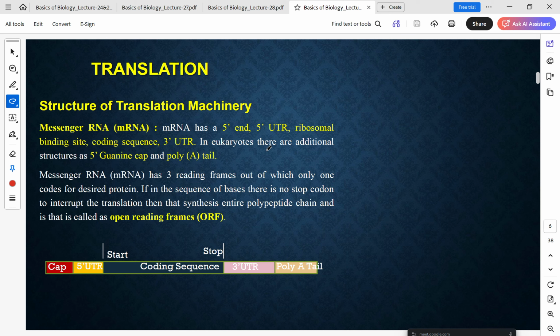So, the messenger RNA has a 5' end, a 5' untranslated region, which is not necessarily translated. This also contains the methyl cap, the ribosomal binding site, the coding sequence, and the 3' UTR. In eukaryotes, there is a poly-A tail as well. So, methyl cap, 5' untranslated region, start site, stop site, between which the coding sequence is present, 3' UTR, and the poly-A tail.